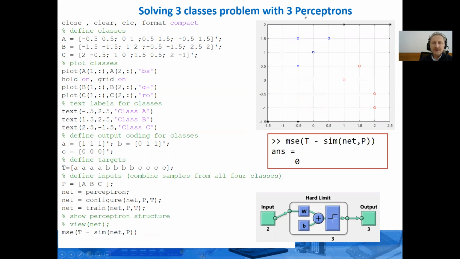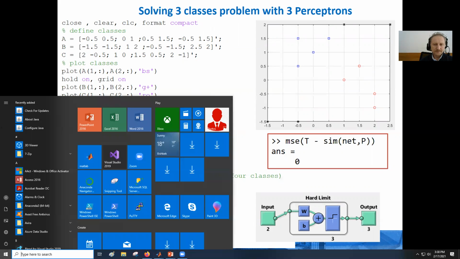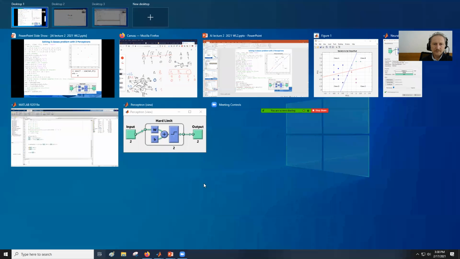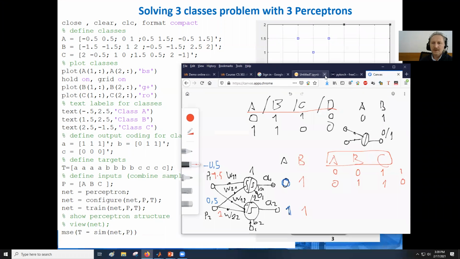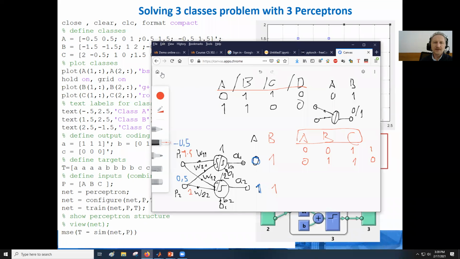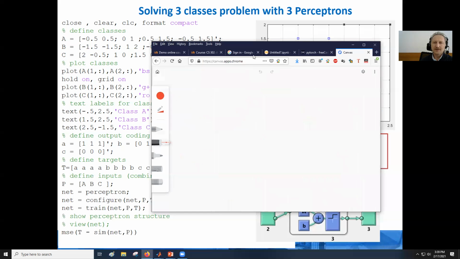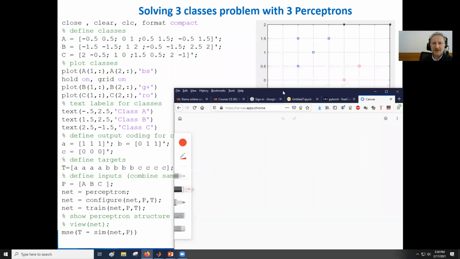So, solving a 3 class problem with 3 perceptrons. Pay attention to this point. It is telling us to use 3 perceptrons. Let's draw it in another place. 3 perceptrons, 3 classes, 3 perceptrons. We have class A, class B, and class C.